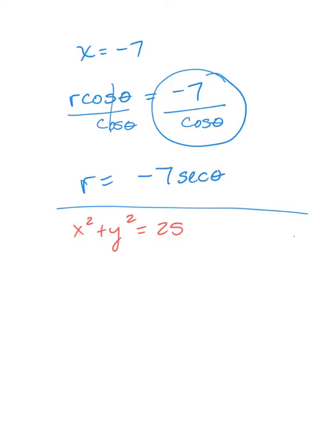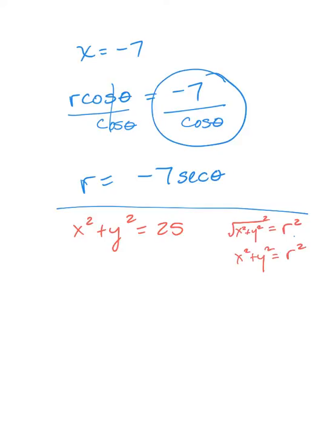So on the first one, x equals -7 is in rectangular form. We know that x equals r cosine of theta. So then it's the same as r cosine of theta equals -7. We divide both sides by cosine of theta. And when there's a cosine downstairs, it turns into a secant. So the polar equation that is equivalent to x equals -7 is r equals -7 secant of theta.